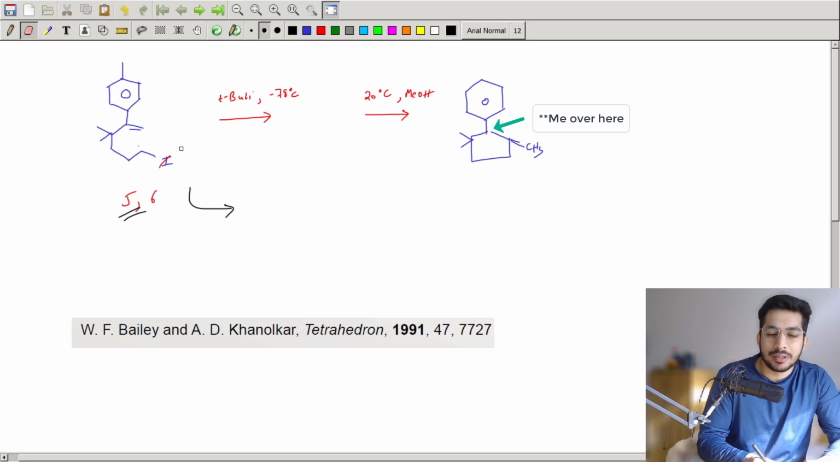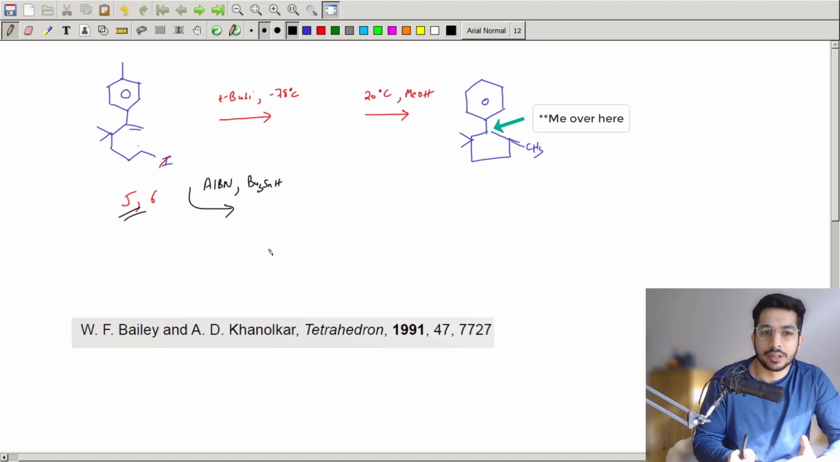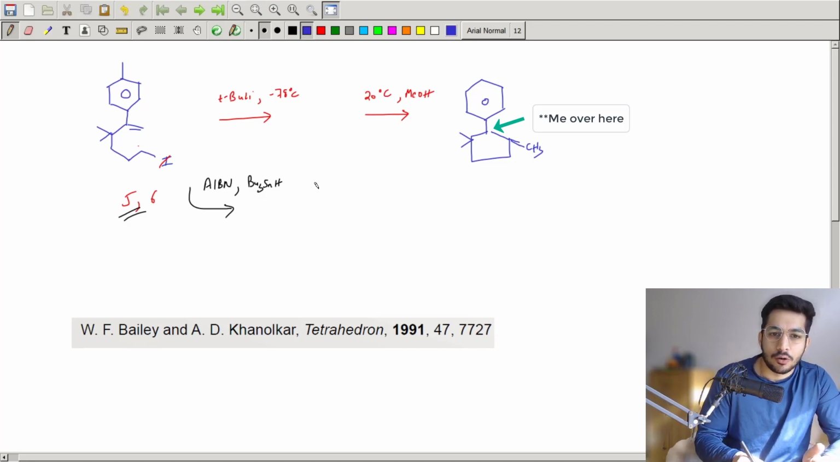Yeah, so same reaction, if you have iodine, and now what I do is add a radical initiator and radical propagator. So basically what I am doing is a radical reaction. In this case, the major product that is formed is a 6-membered ring.